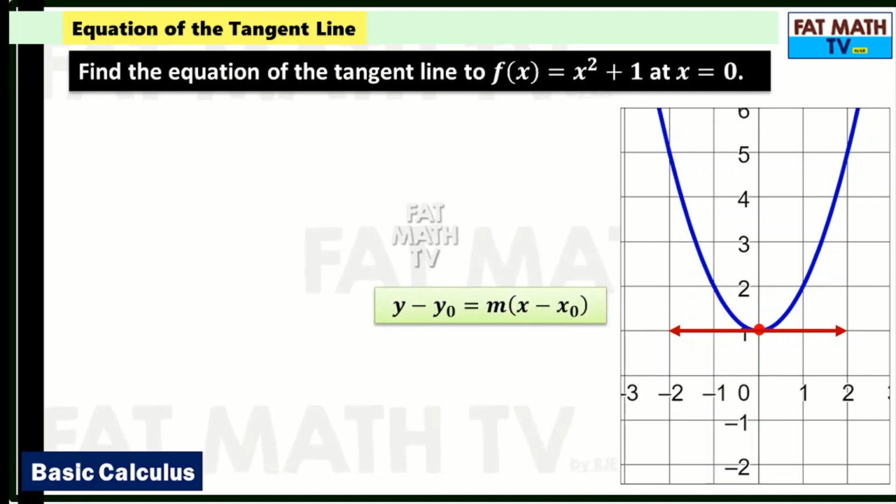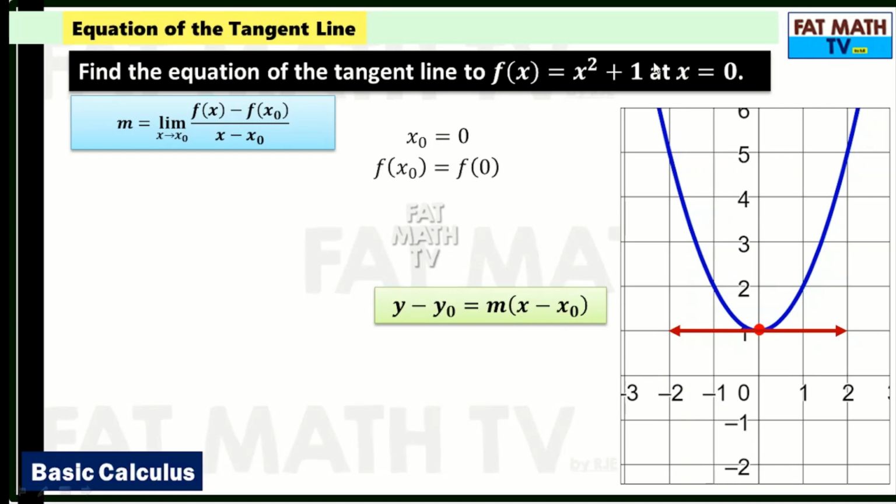So still, we will use the point slope form of the equation of the line. And then this formula for the slope of the tangent line. So x null is given to be 0. So solve for f of x null. Replace x here with 0. So that's going to be 0 squared plus 1. So that's 0 plus 1, which is 1. So this is now our y null, or f of x null.